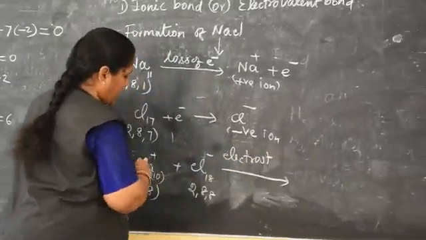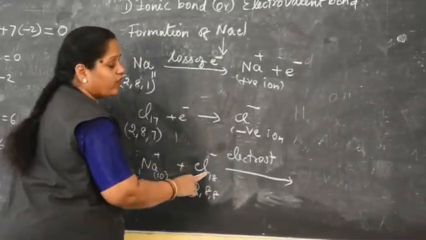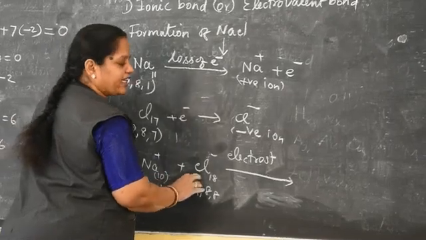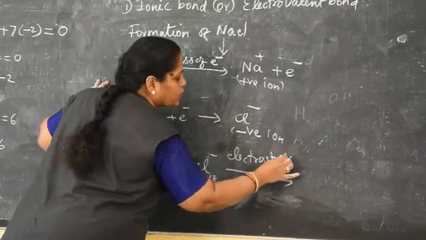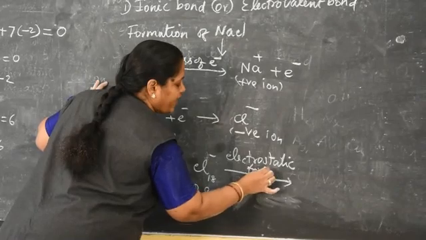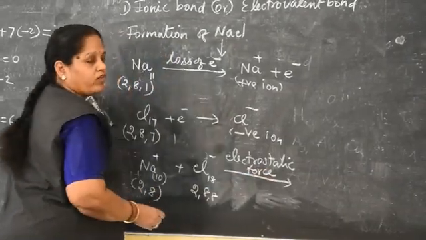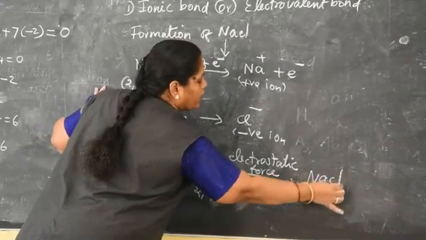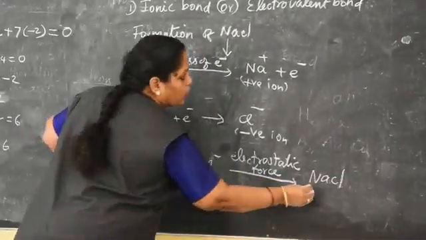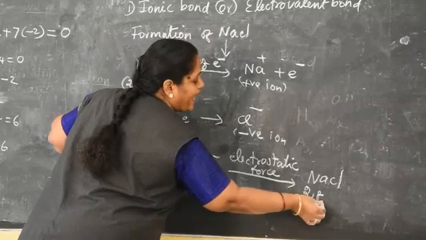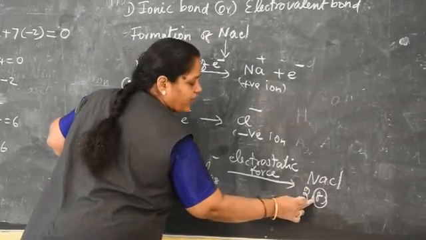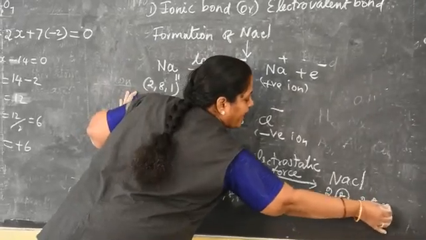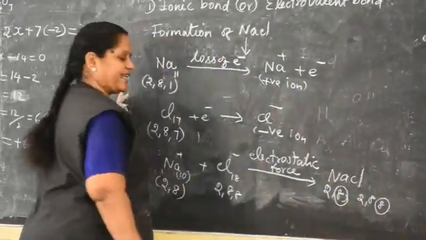Due to loss of electron and gain of electron, the force of attraction between the positive and negative ions is called the electrostatic force of attraction or Coulombic force of attraction. So it forms sodium chloride. Here sodium carries 2, 8, 1, and its outermost shell consists of 8 electrons. Chlorine carries 2, 8, 8, and its outermost shell contains 8 electrons.